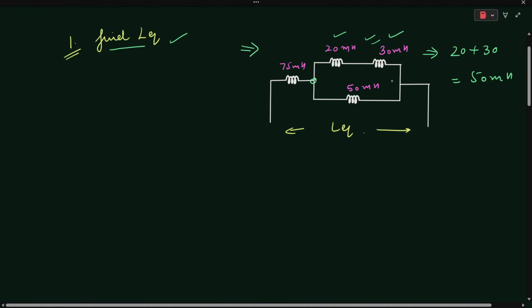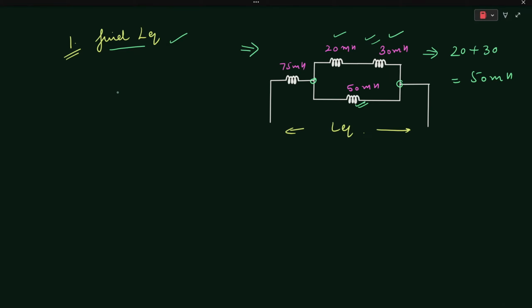Since these two inductors are connected in parallel with this inductor, we can just find the equivalent inductance of this particular combination. So the series combination of 20 plus 30 in parallel with the 50 millihenry inductor is coming out to be 50 into 50 over 100, which is equal to 25 millihenries.